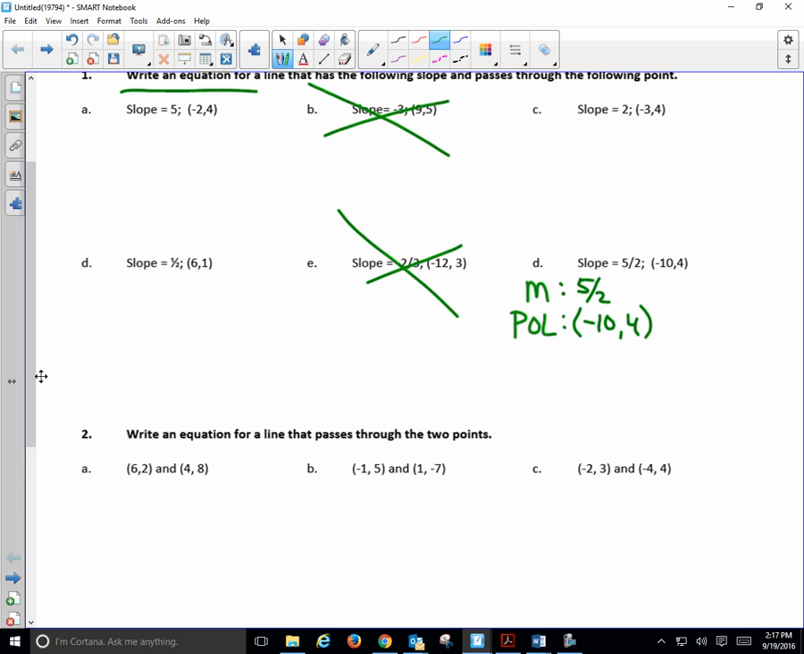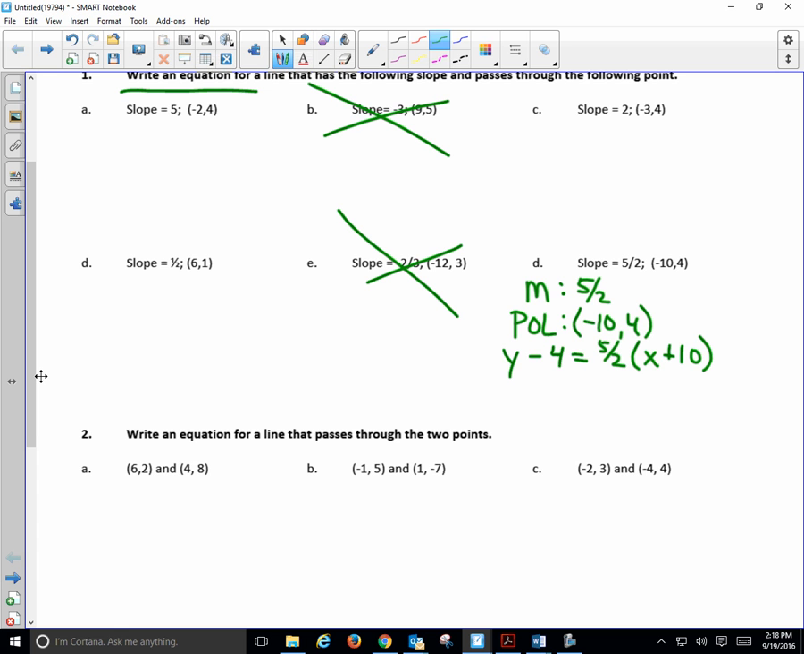Okay, so I will do one with you, and I'm going to let you do one in class, and then we're going to move on to another type of problem. That way you guys get good practice. So, y minus what? I'm going to use my equation for point slope form. Y minus what? 4 equals what? What's m? 5 over 2 times x plus 10.